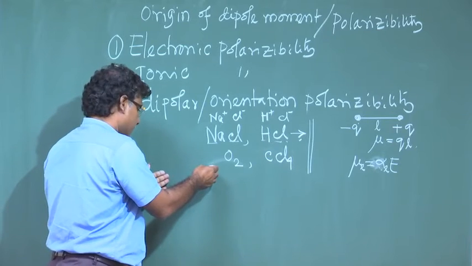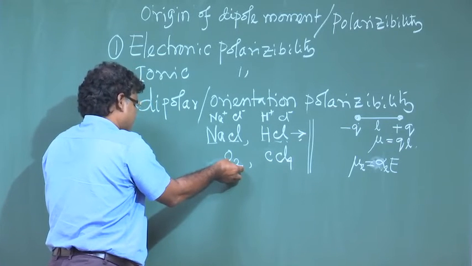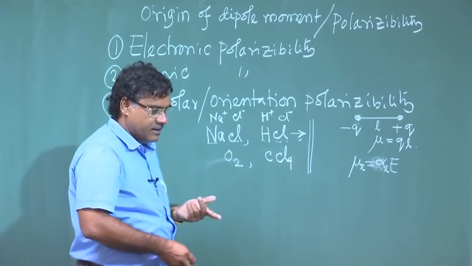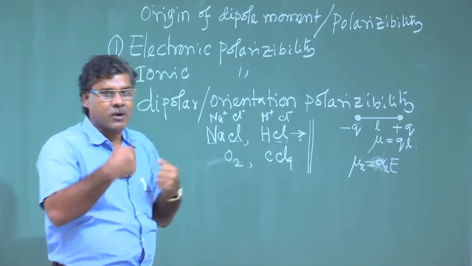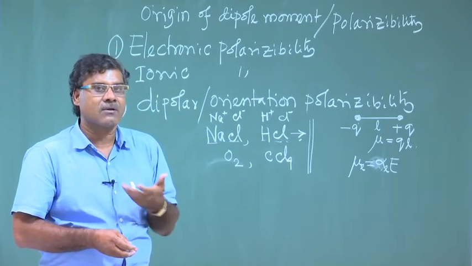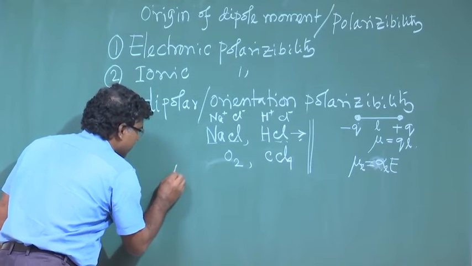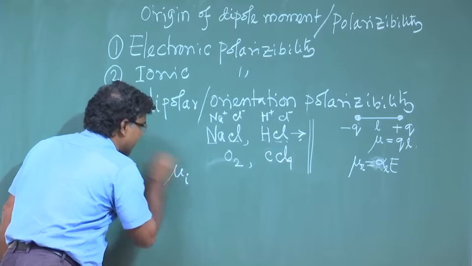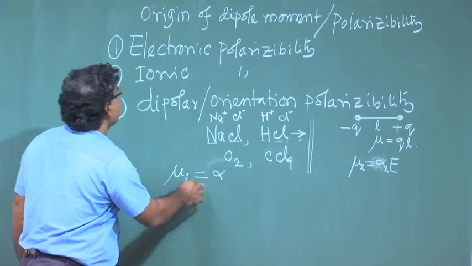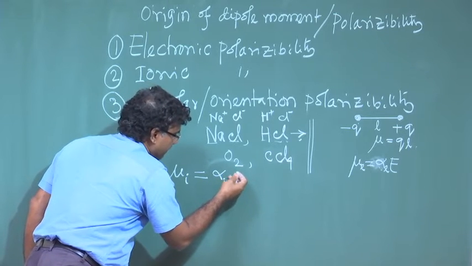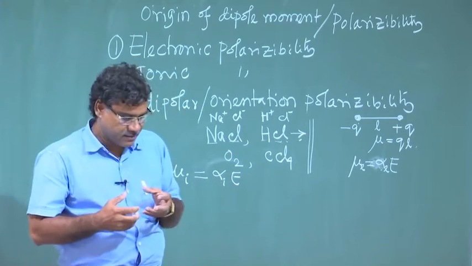If there is no dipole moment, then after applying the electric field, the positive and negative ions will be displaced in opposite directions. Due to this displacement of ions, you will get the dipole moment. So, this is also an induced dipole moment, because it is induced by the electric field. If we write mu I, that is the ionic dipole moment, it is equal to alpha I, the ionic polarizability, times E.